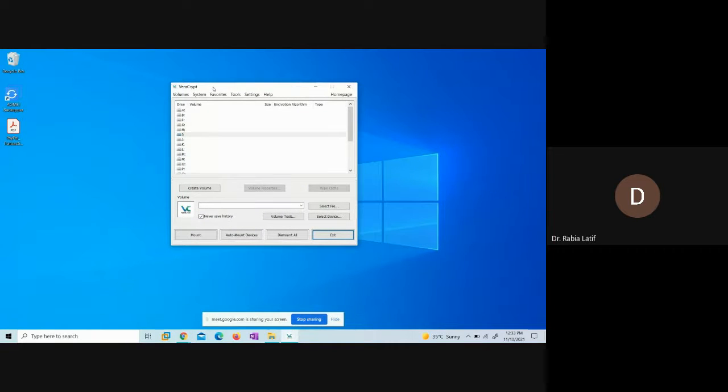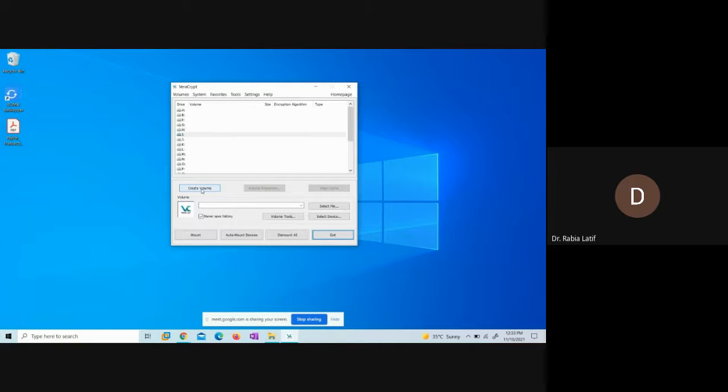Yes, doctor. Okay, so this is the VeraCrypt tool. It's a free, open source tool. You can download it from the internet. Once you download it, just click on it and open it. Here we have different options. First, we will create the volume.